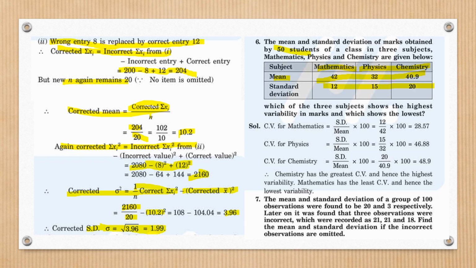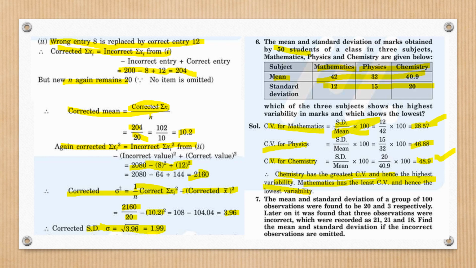As the means are not the same, I have to calculate the CV. CV for maths, CV for physics, CV for chemistry, and the formula is standard deviation upon mean into 100. For maths it comes out to be 28.57, for physics 46.88, for chemistry 48.9. Chemistry has the greatest CV and maths the lowest. Hence maths is less variable, whereas chemistry shows the highest variability, it is more variable.